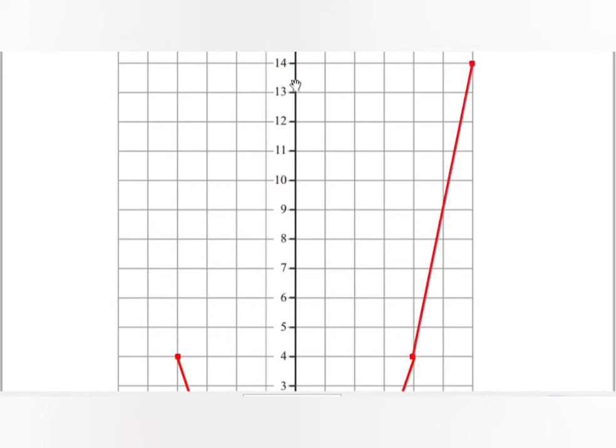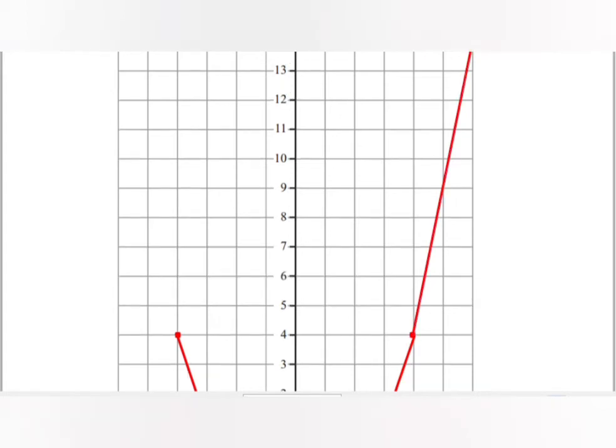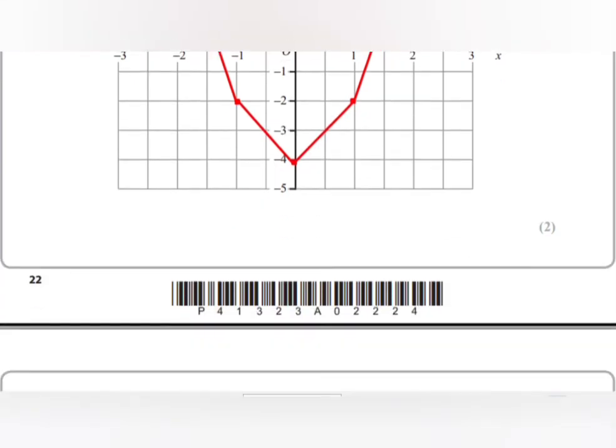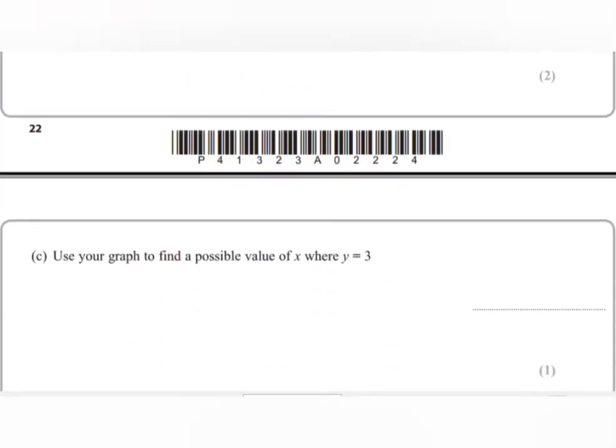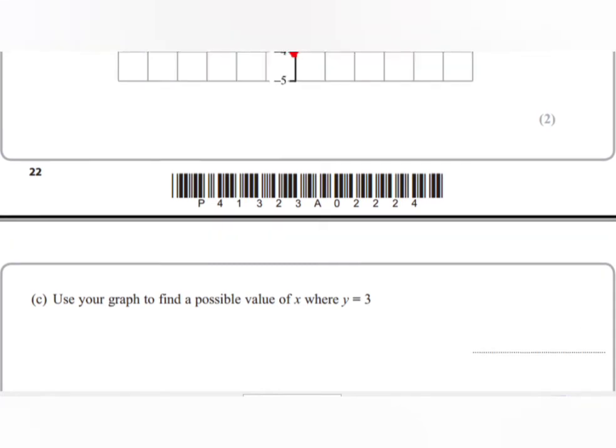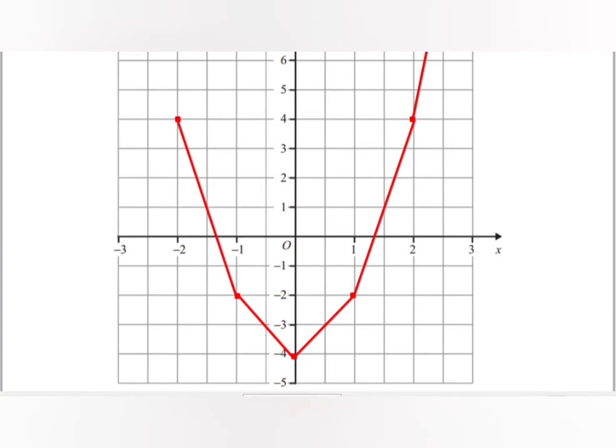Now, in the next question, what do we have? Question C. After finishing drawing the shape, in question C here, use your graph to find a possible value of x where y equals 3. So he wants x when y equals 3. Now, how can you do this? You come back to the graph that you made. You find y equals 3, which is this point. It's on the y-axis. And then you make a line from this point here to this side.